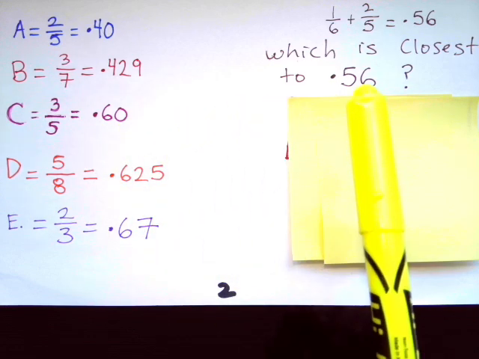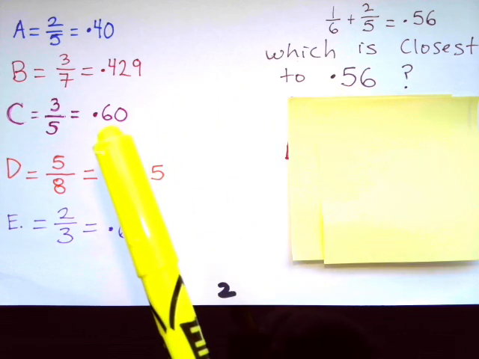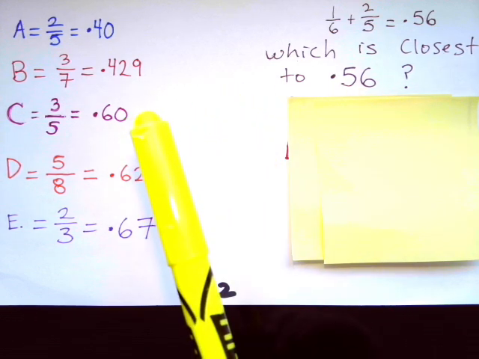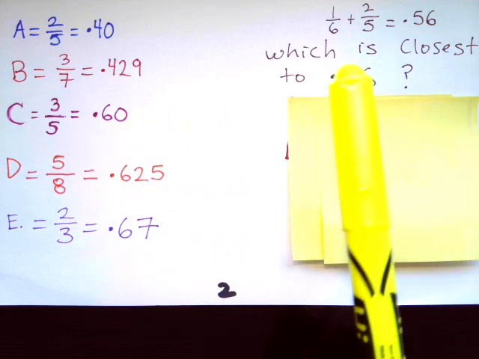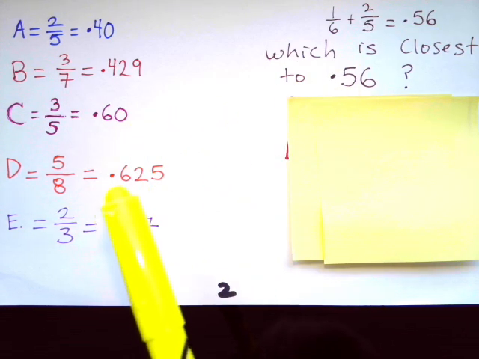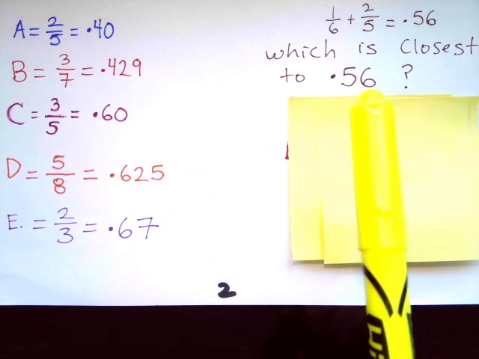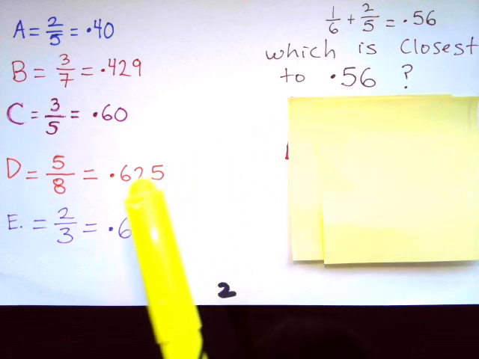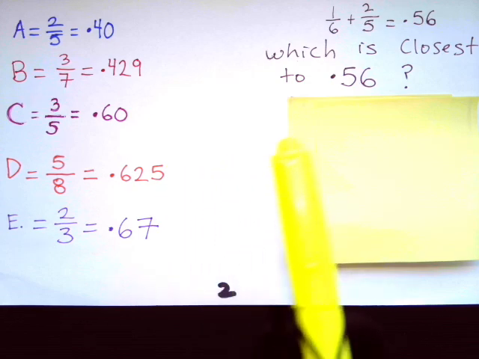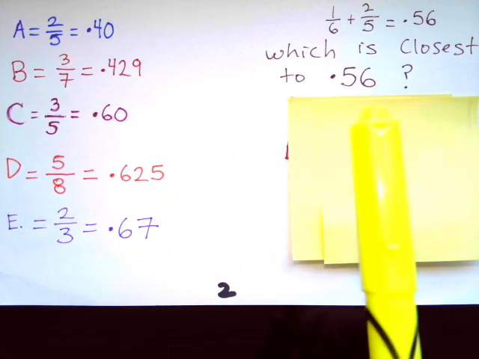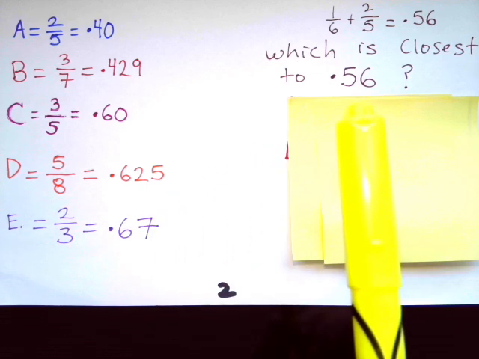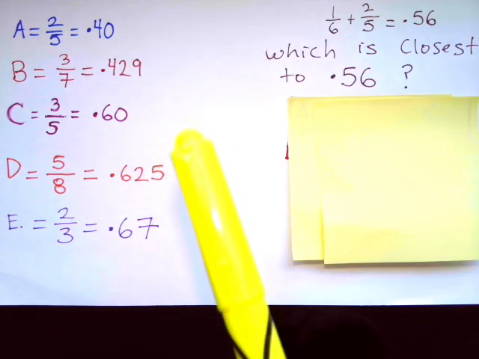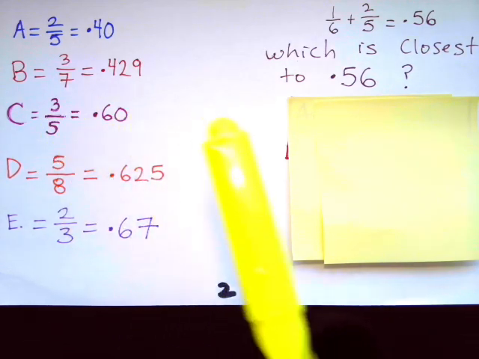Let's look at C. We have 56 cents, 60 cents. 56 is about 4 cents or 4 pennies away from 60 cents. So that's pretty darn close. D, we round that up to 63 cents. And 63 from 56 would be 7 cents difference, I believe. And 56 cents from 67 cents would be 11 cents. And so you can see I'd rather owe 4 pennies than any other value A through E. My answer is going to be C.